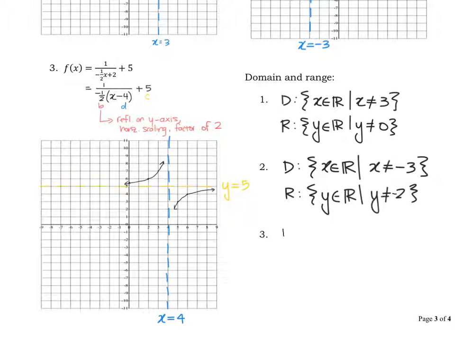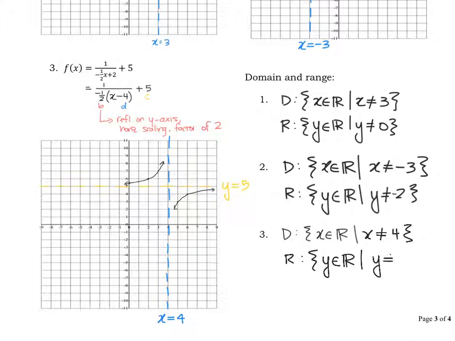Okay. And for our last example, our domain is that x can be any real number except 4. And our range, y is any real number except 5.